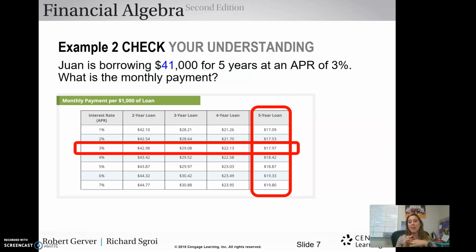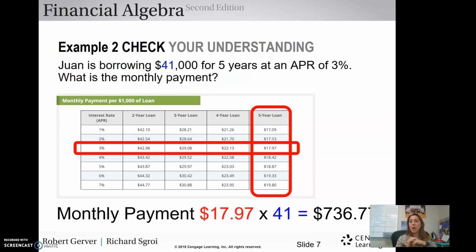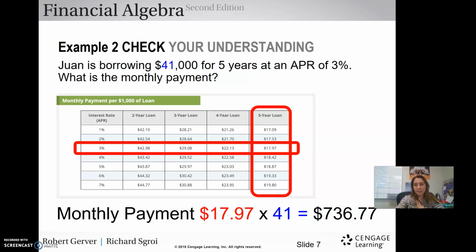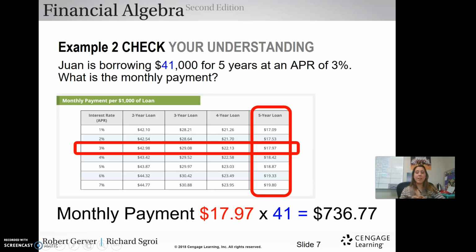I have to multiply that $17.97 by 41 because there are 41 1,000s in 41,000. So Juan's monthly payment would be $736.77. You might be able to see that better now. All right, so moving on.